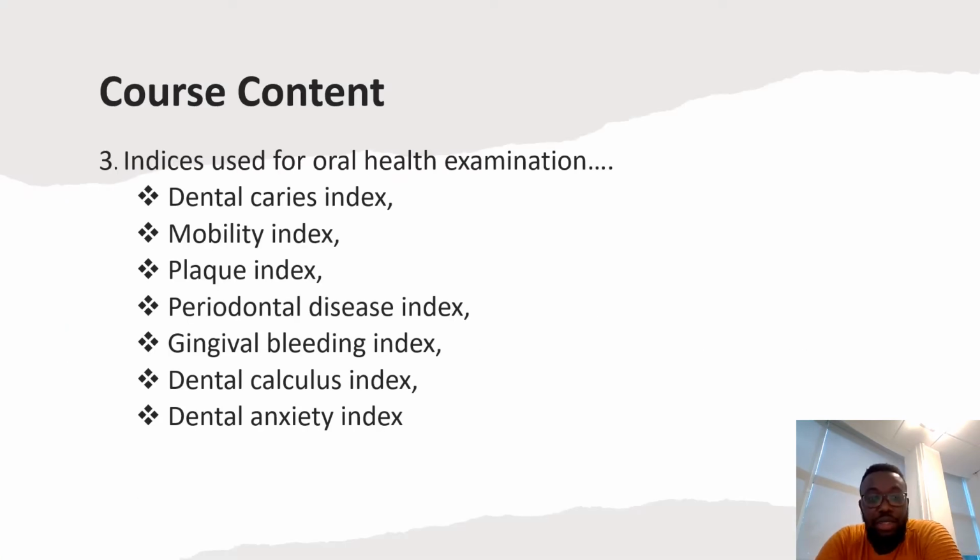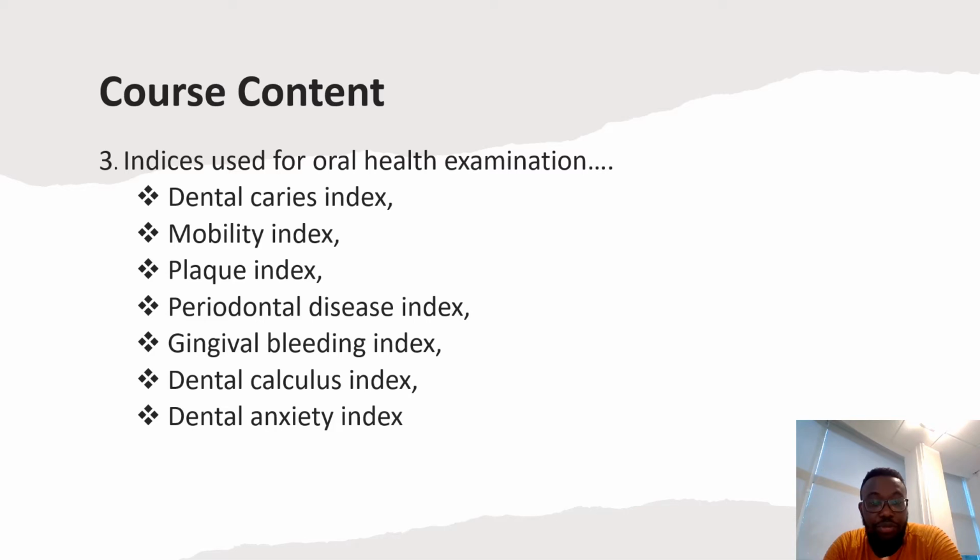The third topic that we will be discussing will be the dental indices used in oral health examination. This is very important, because it's important that you understand these indices. It's important you know the indices that we use in community dentistry, because they are very important when we are trying to make an assessment.